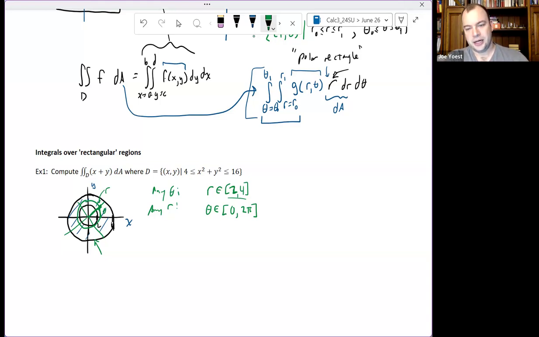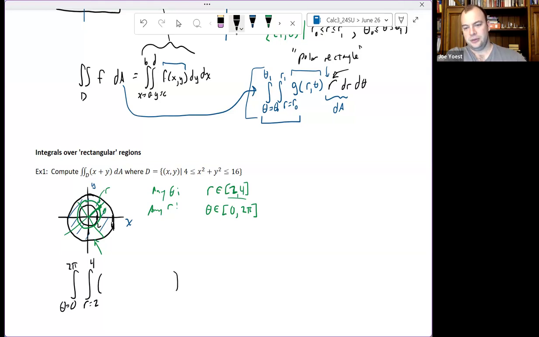I want to be careful that I get these right. If I was dealing with, say, just the part in the first quadrant, I would restrict theta to be 0 to pi over 2 instead of 2 pi. Not necessarily always going around for every region of integration, but in this one we are going all the way around. So theta goes from 0 to 2 pi and r from 2 to 4. Okay, so I would like to integrate with respect to theta and r, theta going from 0 to 2 pi, r going from 2 to 4.